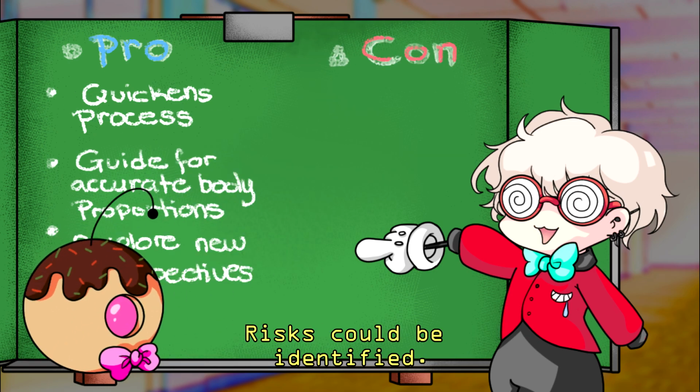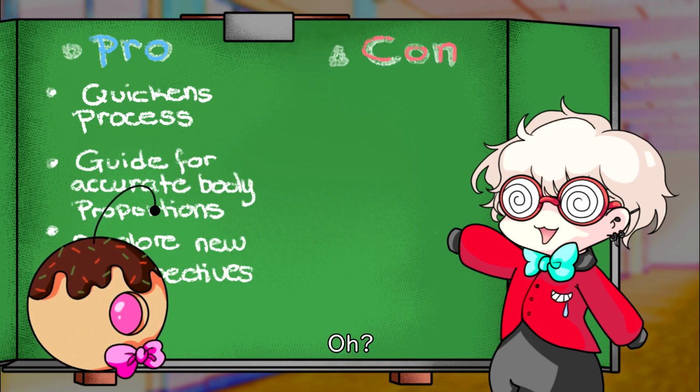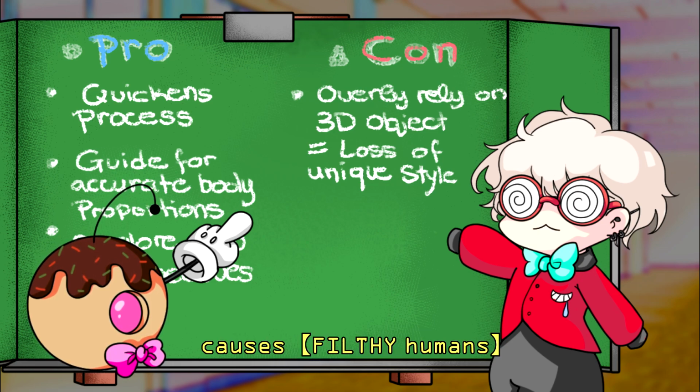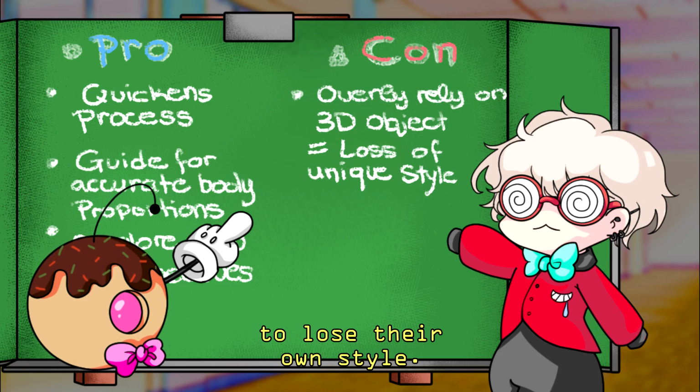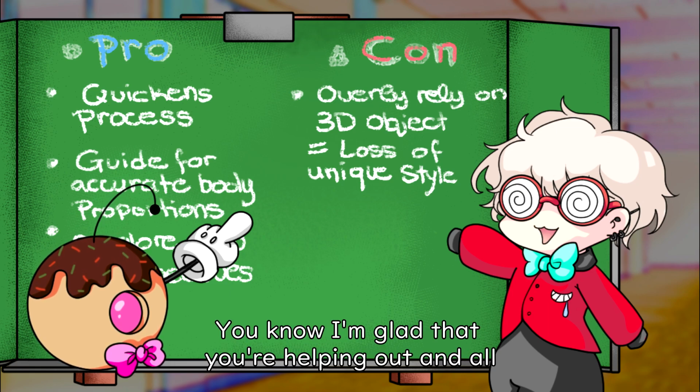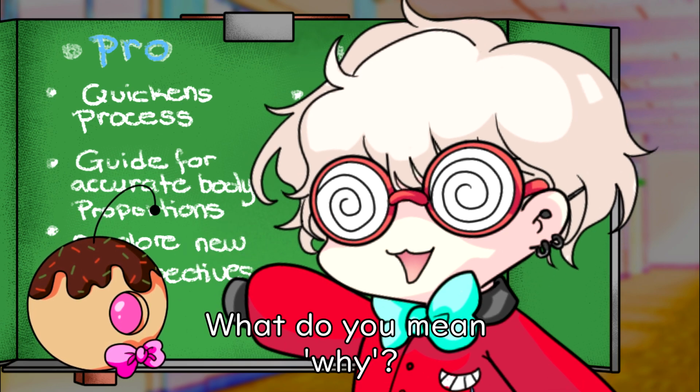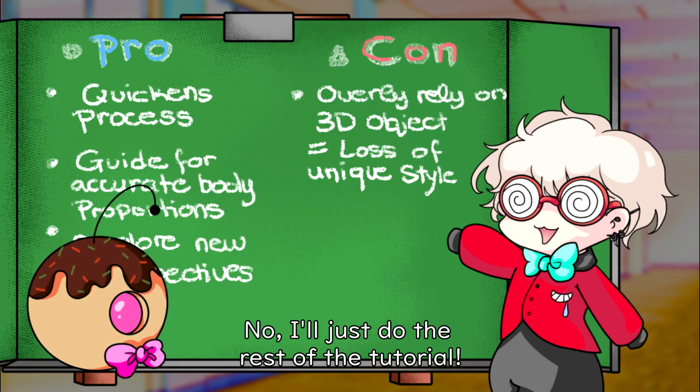Risks could be identified. Or only relying on... already helping out and all. But that language. Why? What do you mean, why? No, I'll just do the rest of the tutorial.